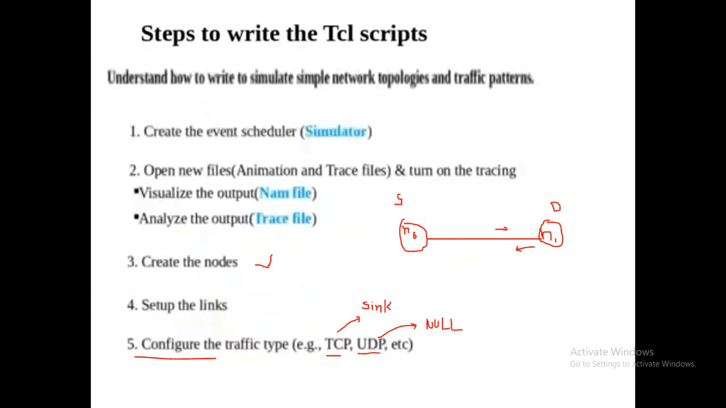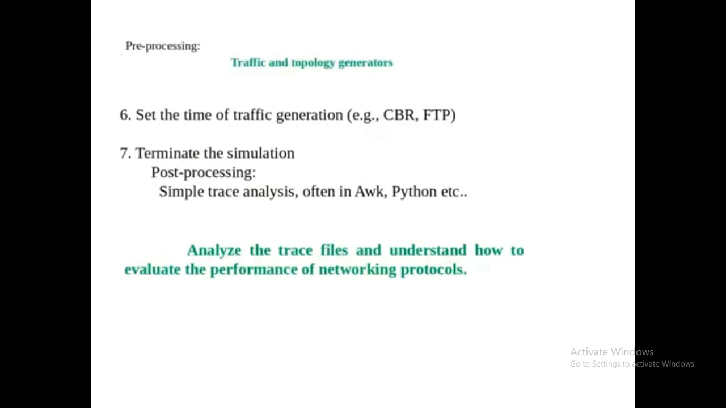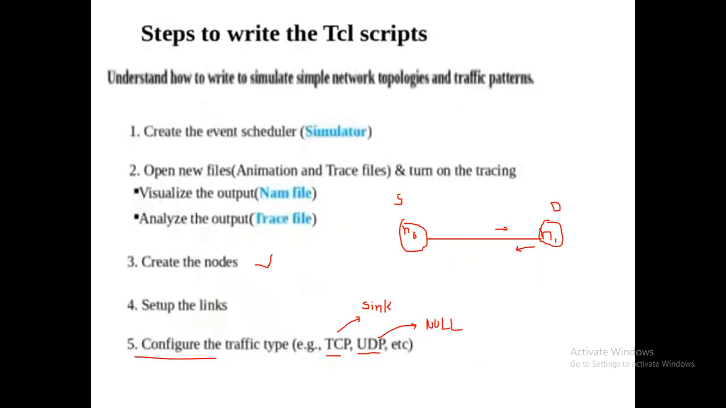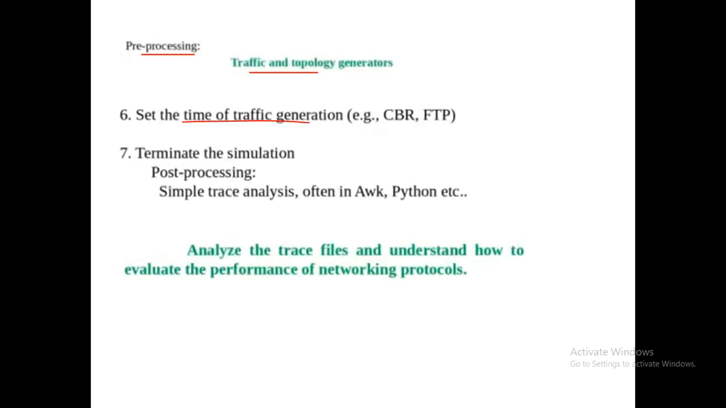Once you have done all these things, next you go for pre-processing. That means you are going for traffic and topology generation. Now you set the time of your traffic generation. Once you have established TCP, next you go for the application layer. And when you are going for the application layer, if you are using TCP, then in your application layer it will be FTP.